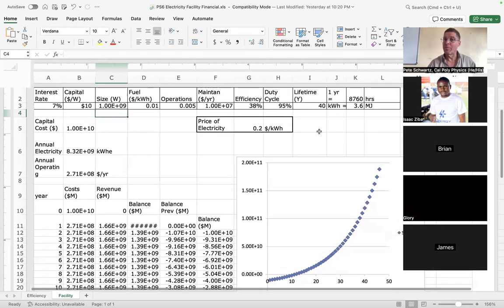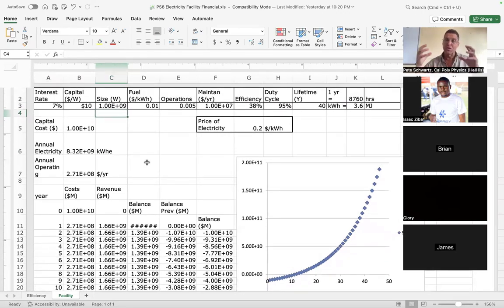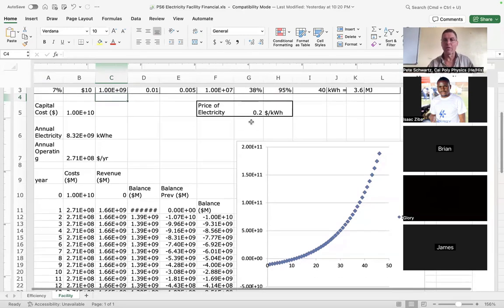That's very important because if you have a small duty cycle, then you have this capital cost that you've paid, and you're not making any money. So you're going to have to increase the price of your electricity. So if you have a small duty cycle, you have to charge a lot of money for that electricity.